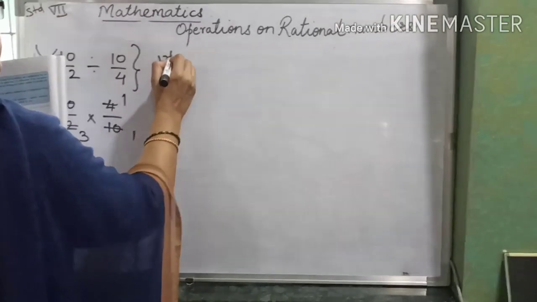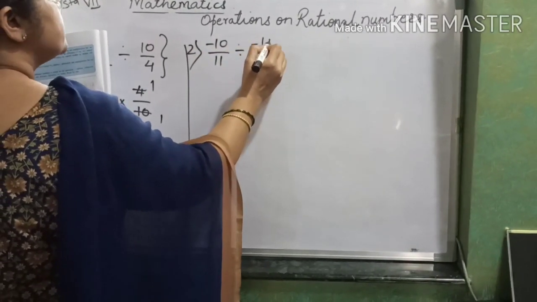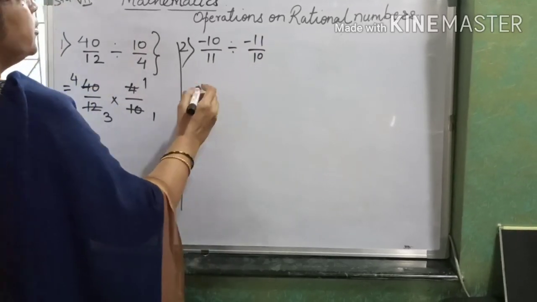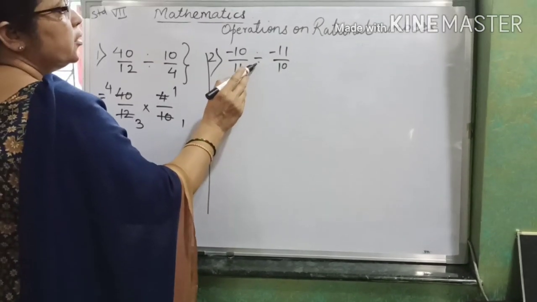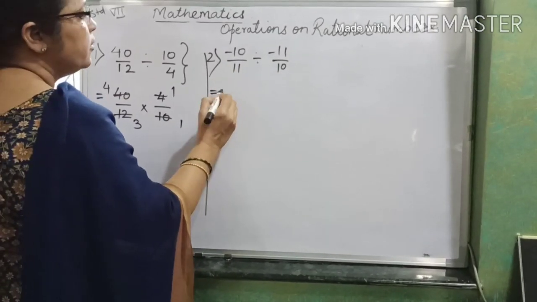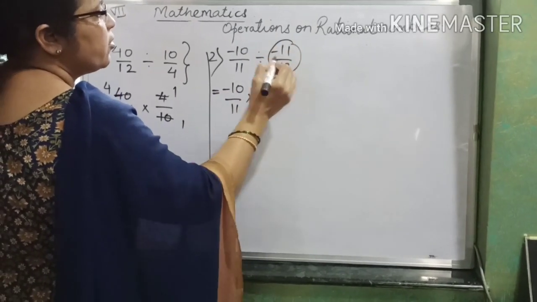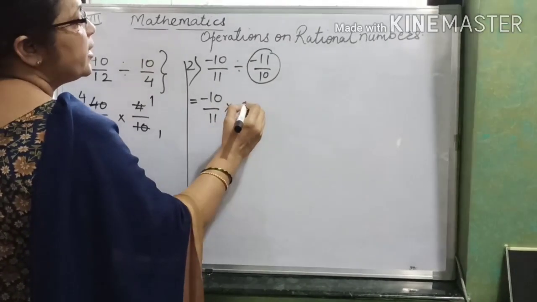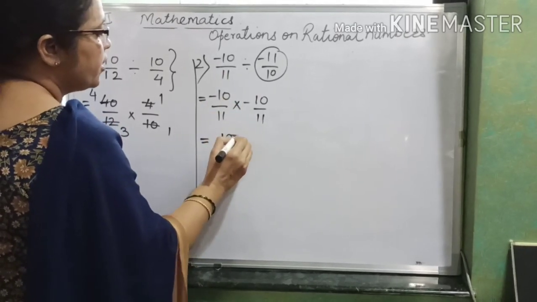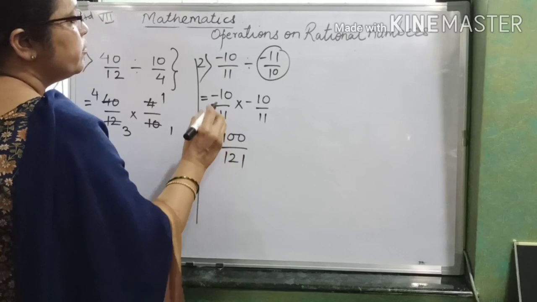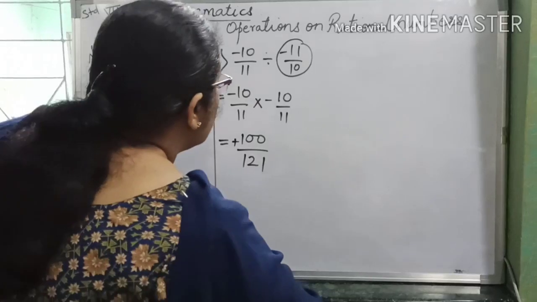The second sum, minus 10 upon 11 divided by minus 11 upon 10. Now in the second step, what you have to do? You have to remove the division sign and put a multiplication sign and make the reciprocal of minus 11 upon 10. So that is minus 10 upon 11. So 10 into 10 you get 100 upon 121. Minus minus becomes plus.